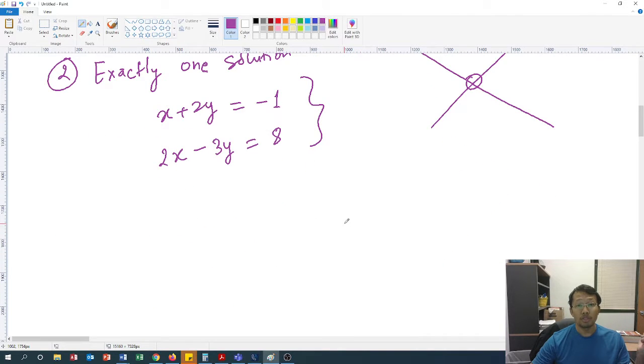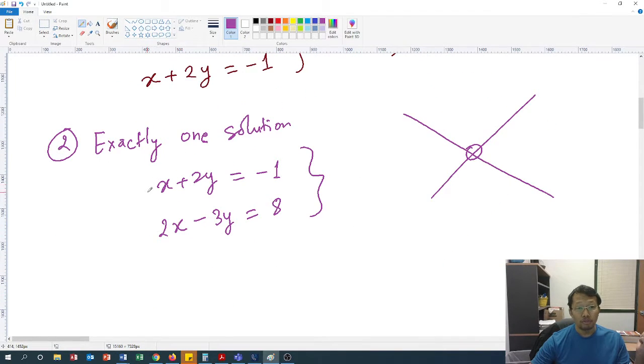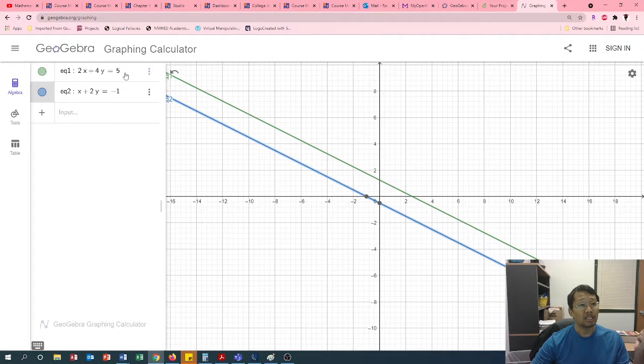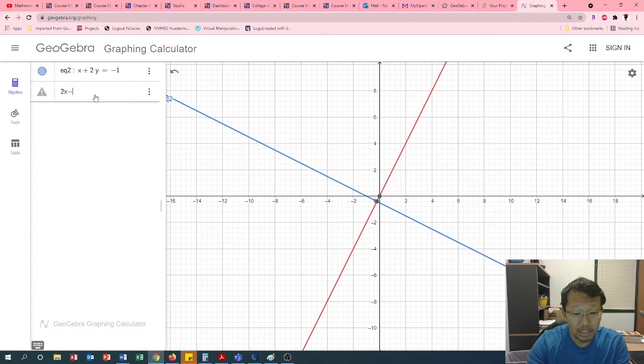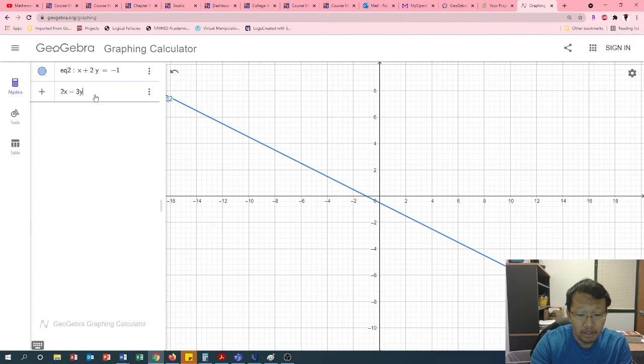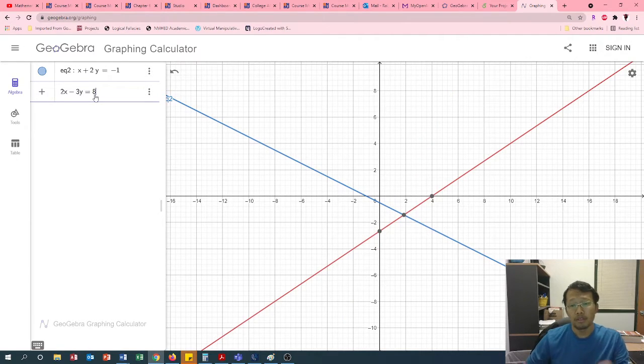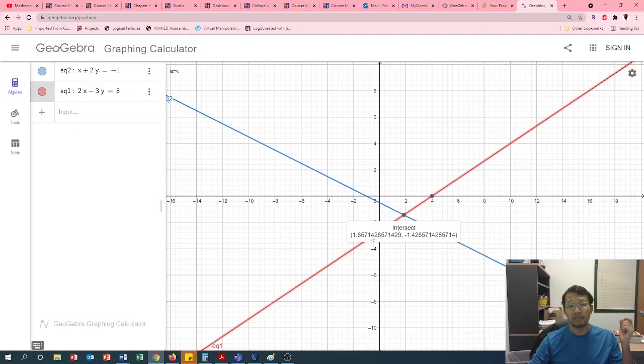Now if you want to graph this in the same application, let me just delete this and write down 2x minus 3y equals 8. Then you can clearly see that this is the point of intersection, 1.857, -1.428. So this is the intersection, or solution, for this system of linear equations.